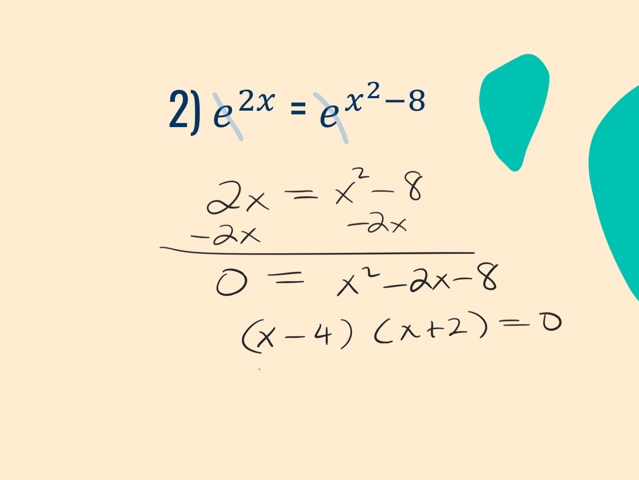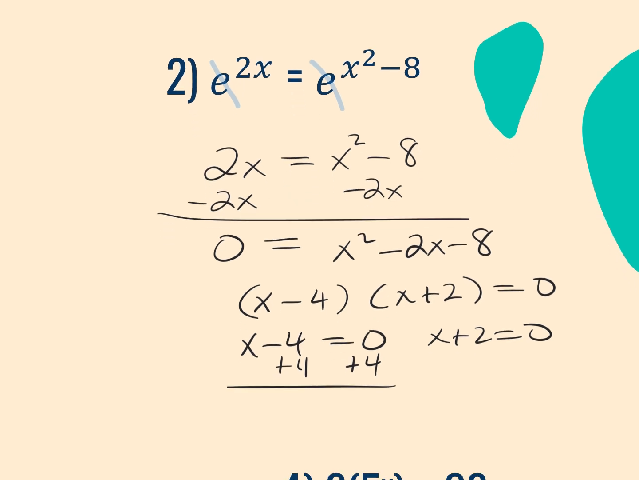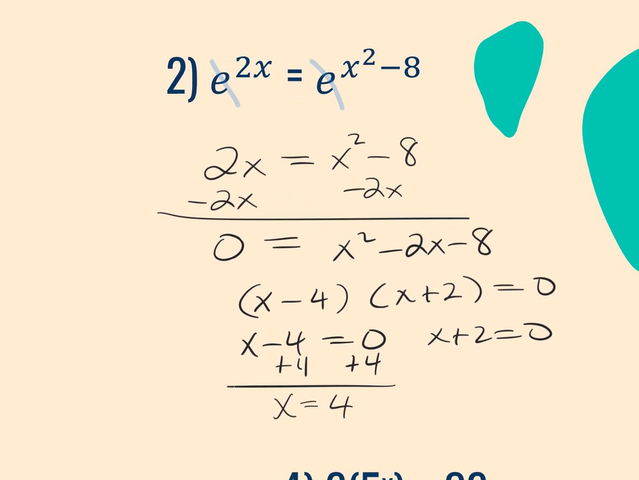Set the two factors equal to 0 and solve for x. So I add 4 on this one. X equals positive 4 and x equals negative 2. And again, no check here because the original problem was exponential.